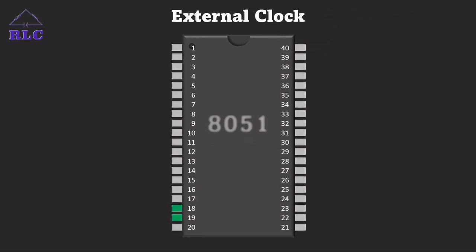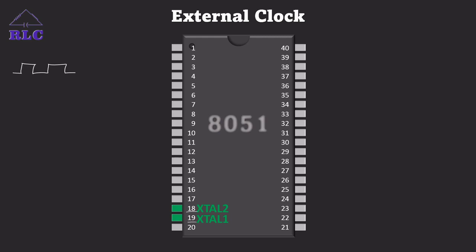Next, whenever we work with any IC like a microcontroller or microprocessor, it requires clock pulses for its operation. The 8051 has a partial oscillator circuit inside. For providing the external clock pulse, we have pin number 18 and pin number 19, which we call XTAL2 and XTAL1. Through XTAL2 and XTAL1, we pass the clock pulse.